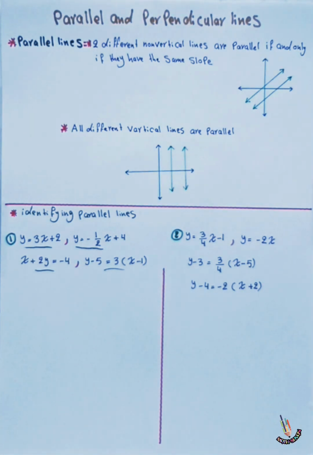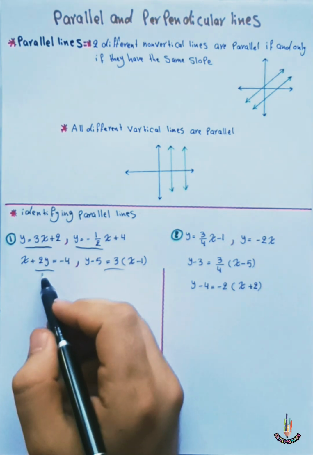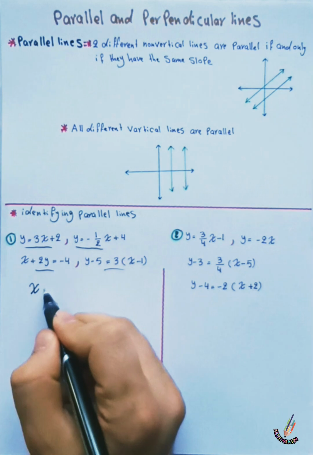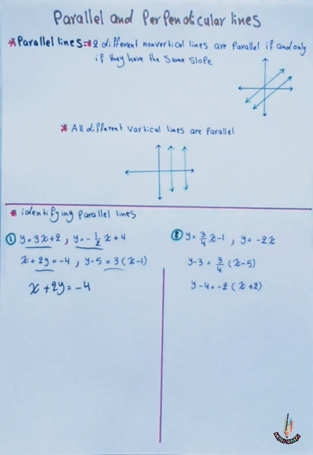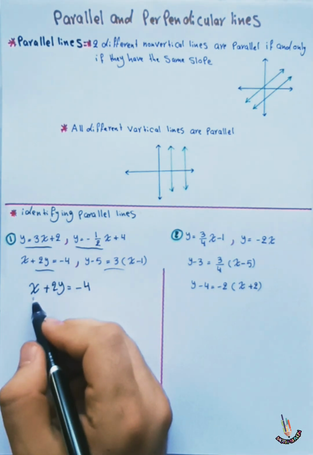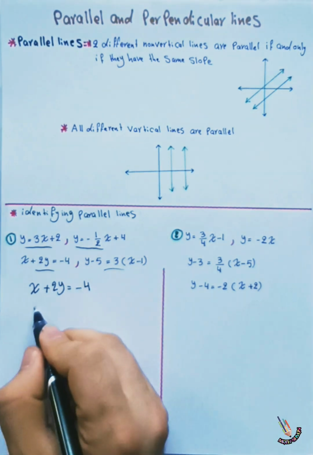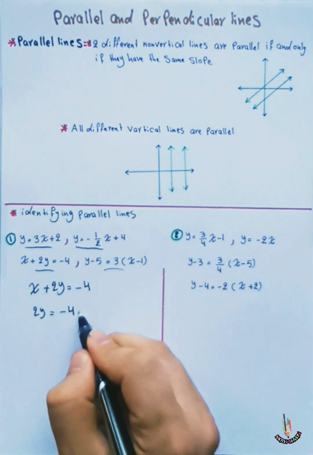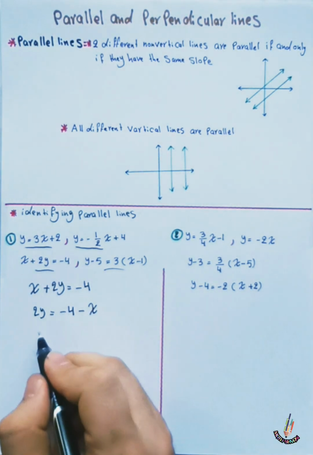So when we look at the lines, we have to solve this line for y. So we have x plus 2y equal to negative 4. We have to change the place of x to the right side. So we have 2y equal to negative 4 minus x. So you can rewrite this equation like that.